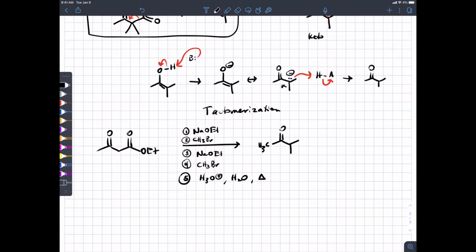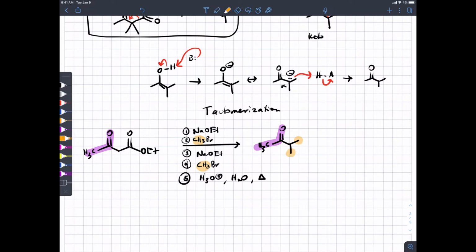Notice that the methyl group in the starting material ends up in the product. The carbonyl carbon and oxygen and the methyl group in the product come from this portion of our starting material. Notice that in this reaction we're going to break the bond between the ester carbon and the carbonyl carbon. And then notice that our alkyl groups come from these alkyl halides.